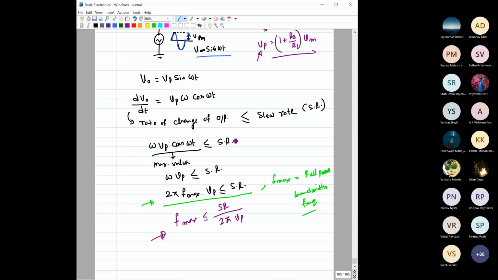So this is it, sir. Can you explain this f max part once again? What is the full power bandwidth frequency? Can you explain the f max part once again, sir?